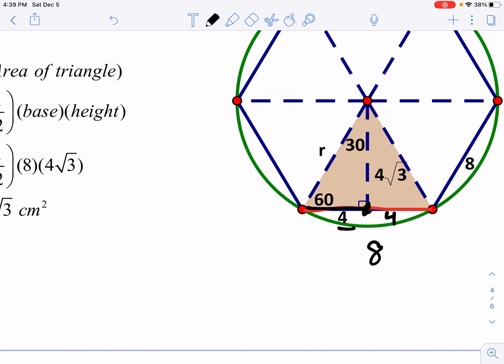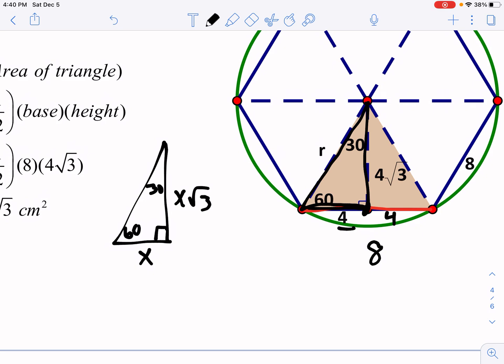Okay? Well, the reason that's useful, again, is we have a 30, 60, 90 triangle. So in this orientation of 30, 60, 90, remember this is our short side, our long side, and our hypotenuse. Well, since the side length is 8 and this side is 4, then this side is double 4, which makes this 8, so the radius would be 8. And then our apothem, the height here, would be 4 square root of 3. Okay, so our apothem would be 4 square root of 3.